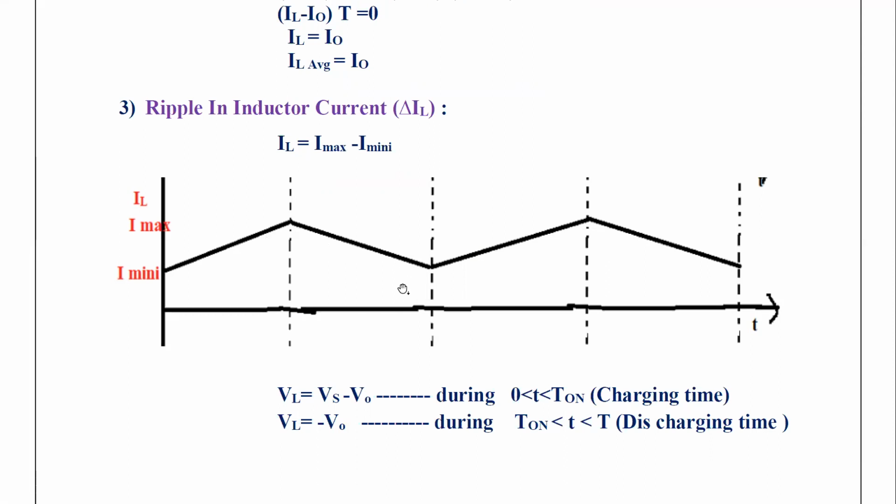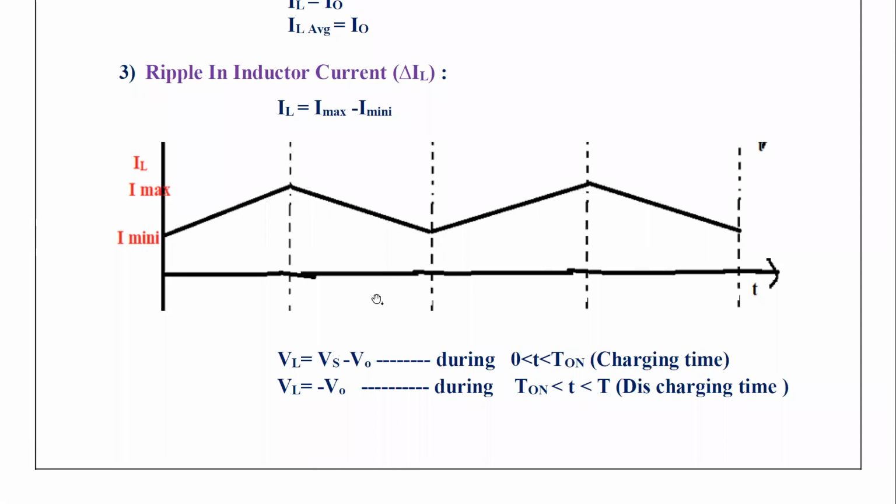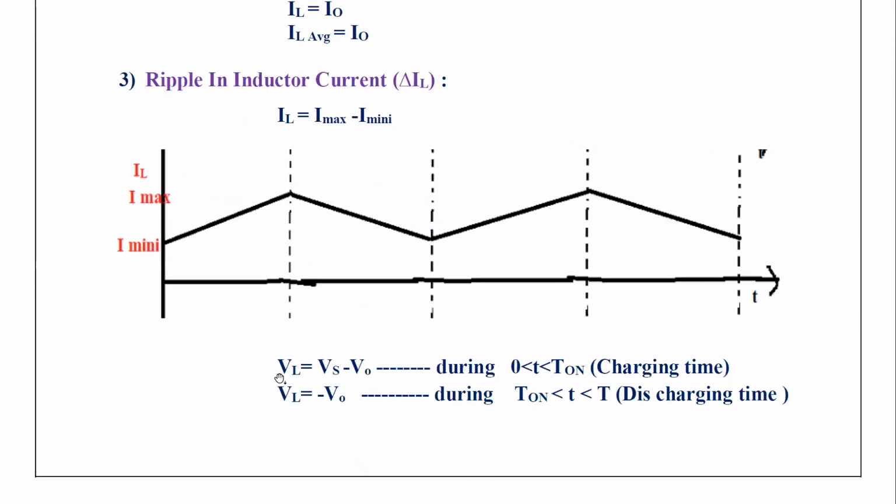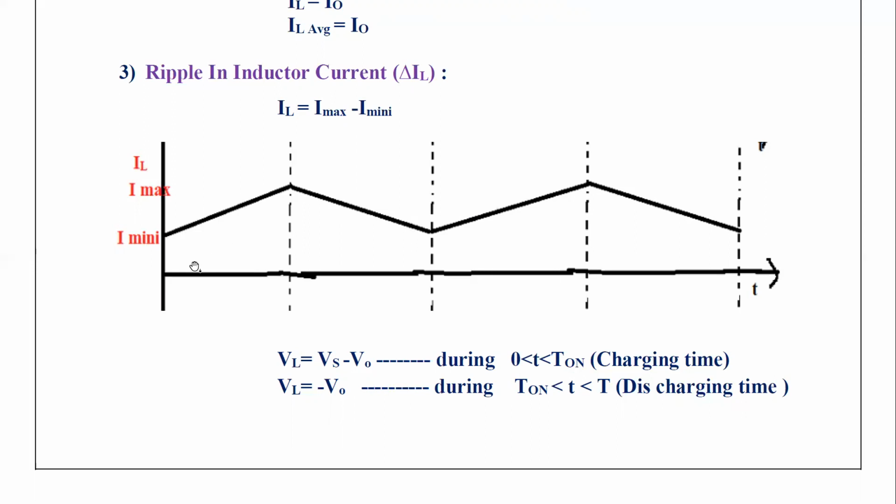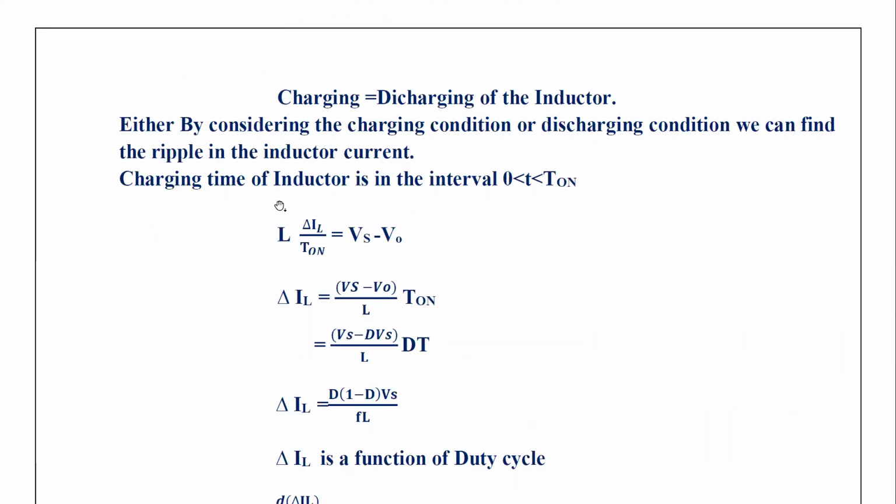How can you calculate the ripple in inductor current? Similarly, we take the inductor voltage VL, which is equal to Vs minus V naught during turn on time, and VL is equal to minus V naught during turn off time. This is called the charging time of the inductor, and this is called the discharging time of the inductor. For stable operation, charging should be equal to the discharging of the inductor. So for calculating the ripple in the inductor, you can consider either the charging condition or the discharging condition.